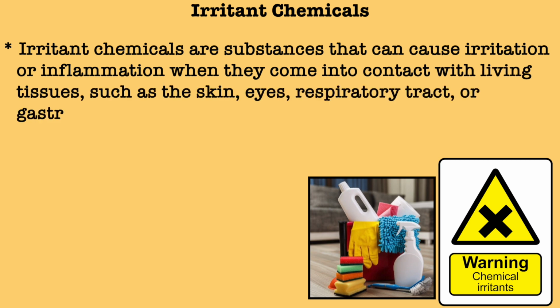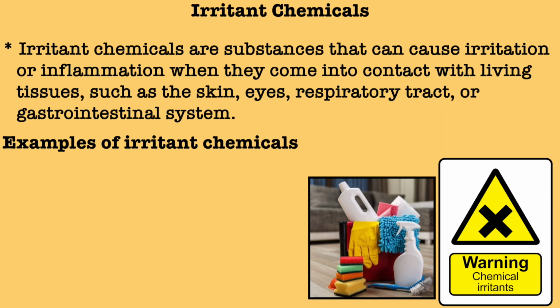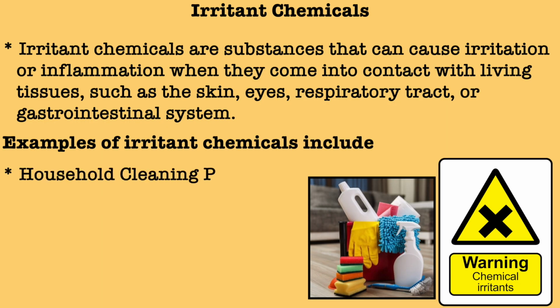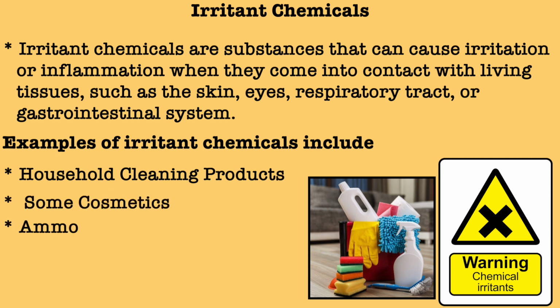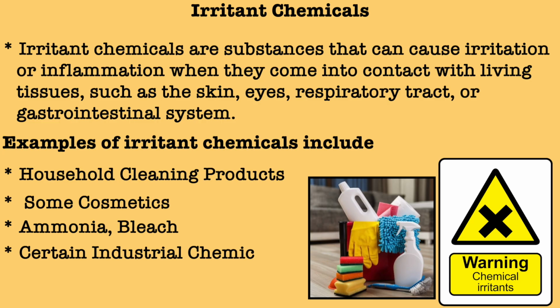Irritant chemicals are substances that can cause irritation or inflammation when they come into contact with living tissue such as skin, eyes, respiratory tract, gastrointestinal system. Unlike highly toxic or corrosive chemicals, irritant chemicals typically do not cause severe harm or permanent damage, but can cause uncomfortable itching, redness, or mild inflammation. Examples of irritant chemicals include household cleaning products, some cosmetics, ammonia, bleach, and certain industrial chemicals.